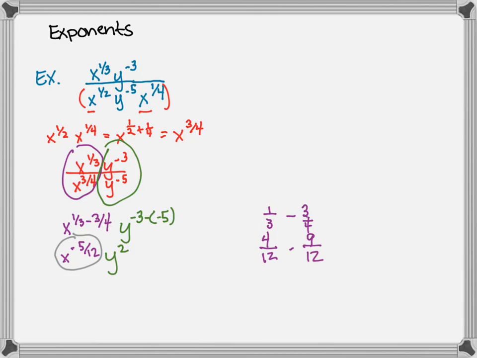So my x to the negative 5/12, I'm going to write a fraction bar and put that in the denominator, but change the exponent so that it's no longer negative 5/12, but positive 5/12. And y squared is still in my numerator. So this is my end simplification. y squared over x to the positive 5/12.